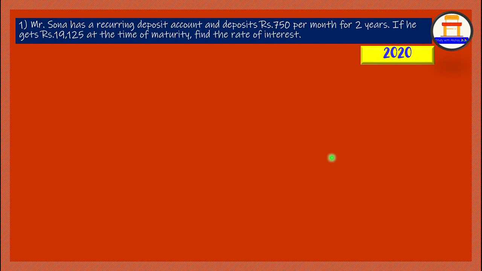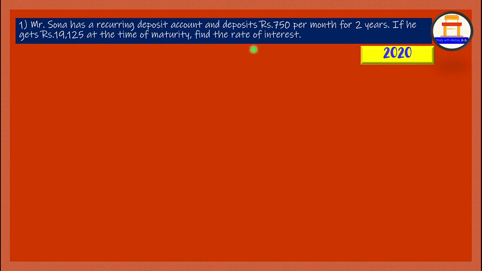Let's get started with the first problem. This problem was given in the year 2020. Mr. Sona has a recurring deposit account and deposits rupees 750 per month for 2 years. If he gets rupees 19,125 at the time of maturity, find the rate of interest.